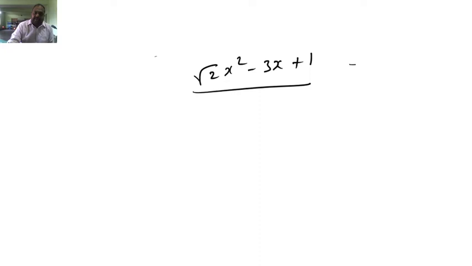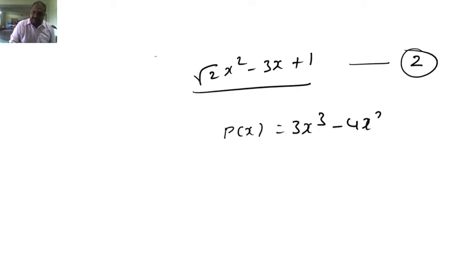What is the degree of root 2 x square minus 3x plus 1? What is the degree of the polynomial here? It means 2. The coefficient of x cube in the polynomial p of x is equal to 3x cube minus 4x square plus 5x plus 7. What is the x cube coefficient here? 3. So 3 is the x cube coefficient.